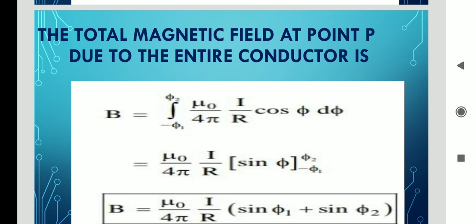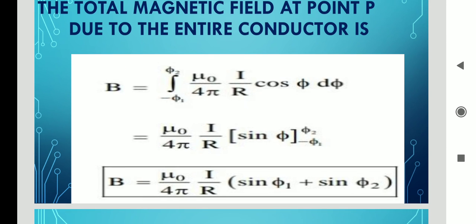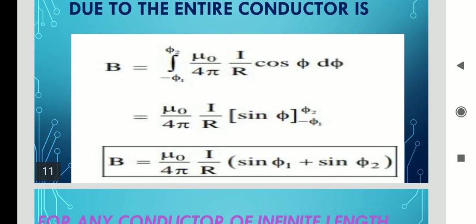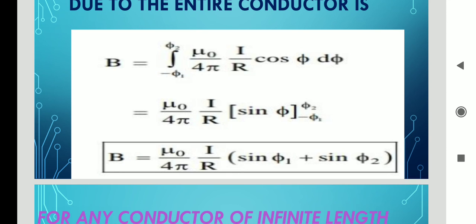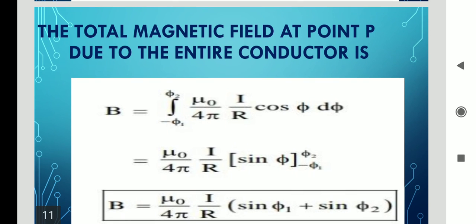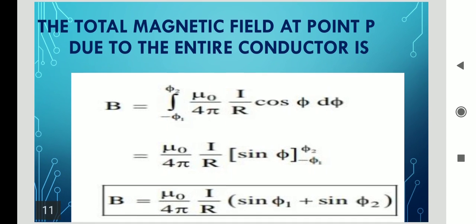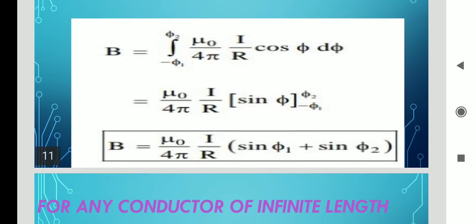Therefore B equal to mu naught by 4 pi, I by r, sine phi 1 plus sine phi 2. This is the total magnetic field at a point due to the entire conductor.